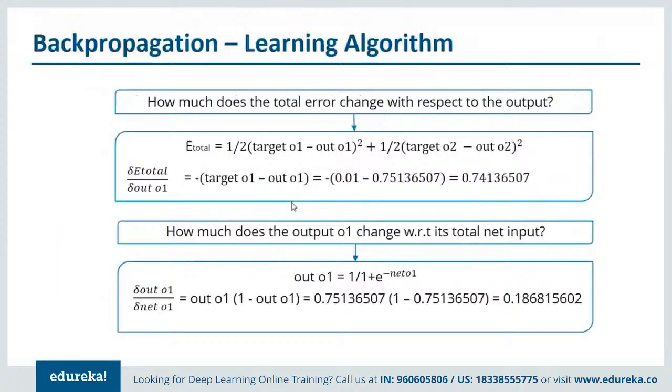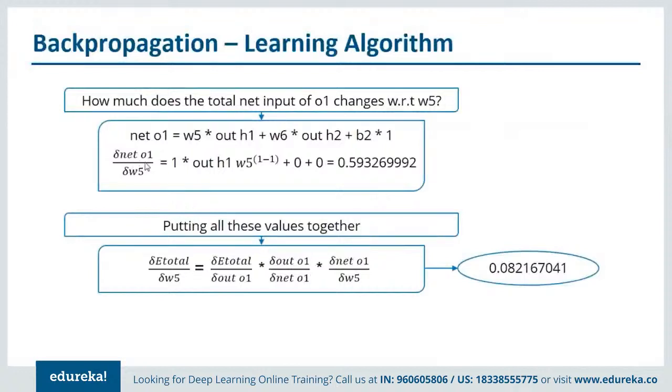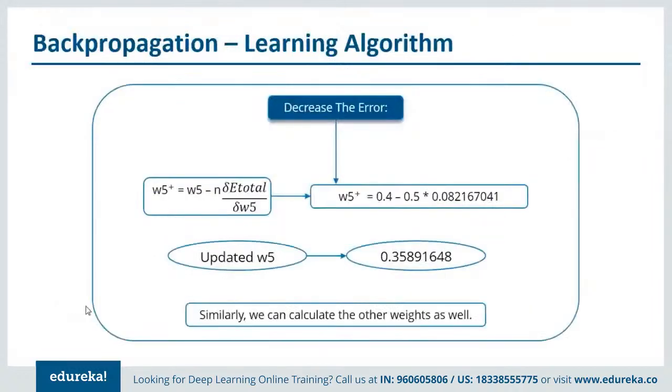And let us see how we do that. How much does the total error change with respect to the output? E total by out O1, we're going to calculate it. It came around 0.741. Similarly, we're going to calculate how much the output O1 changes with respect to the net output. And we get this. After that, we're going to calculate the change of net output with respect to W5 also, and we got this. Then finally, we put all these values together and found the change in error with respect to the change in weight W5, which came to around 0.0821674041. Now is the time to update the weight. So how are we going to update the weight?